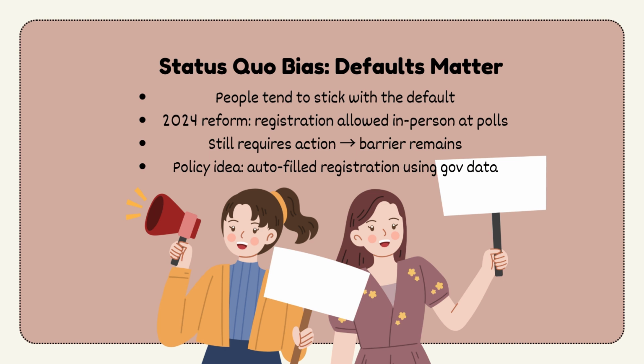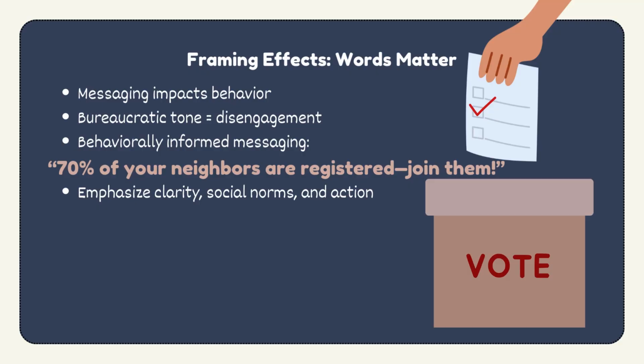Countries with automatic voter registration, like Sweden, consistently see high turnout. So the policy insight is that when registration is a default, voting becomes a continuation, not a separate action. Election Saskatchewan can pre-fill voter data using information from health cards or tax filings and request confirmation, not just initiation.